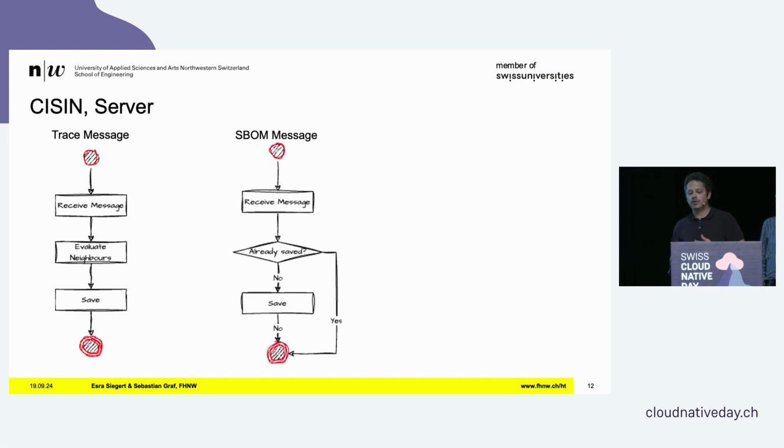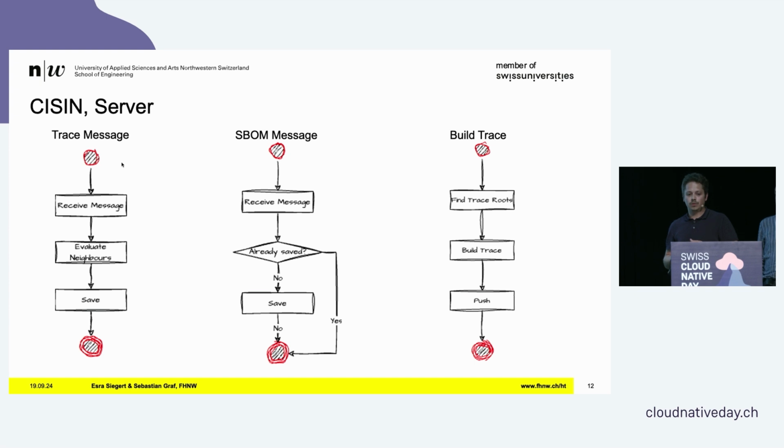Then we have the thread where we receive the SBOM messages. We save that also in memory to get a match between the identity of the workload where the SBOM is coming from and the URL to the SBOM. And of course, the most important thread in this part is the one to build the trace itself. For that, we analyze the network events we saved in memory. We enrich these messages with the SBOM URL based on the identity, and we publish that to Jaeger.